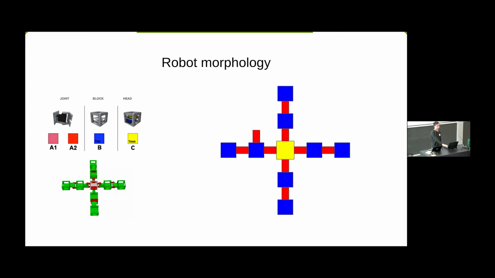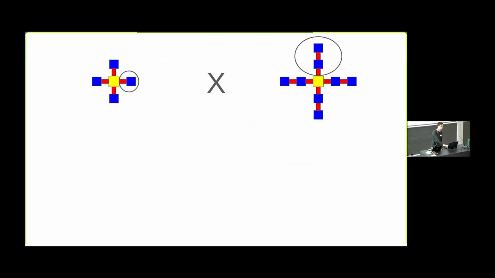Mutations are to add a module or multiple modules, or to remove modules from the robot. So let's say you want to remove this module. It doesn't mean that only this module gets removed. This module away from the core module gets removed. So if you would want to remove this module, all these modules get removed. Those are the 2 mutations that are possible on the robot morphology.